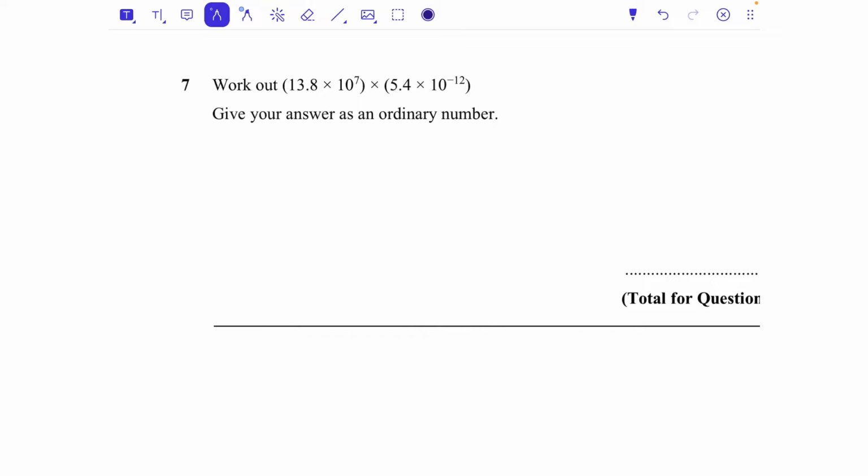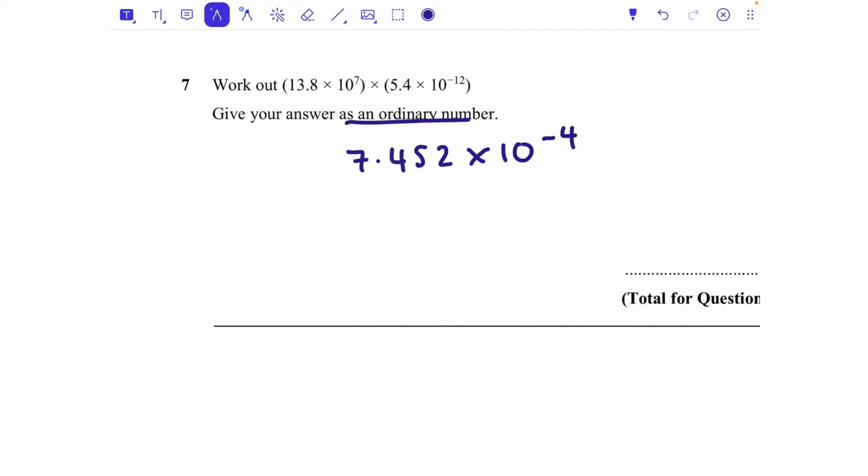So I'm putting it in my calculator exactly the same as you're seeing it on your screen in front of you, and then I'm pressing equals, and actually my calculator is giving that to me in standard form, and it's saying that it's 7.452 times 10 to the power of minus 4, but we've been asked for it as an ordinary number. So I now need to write that as an actual ordinary number.